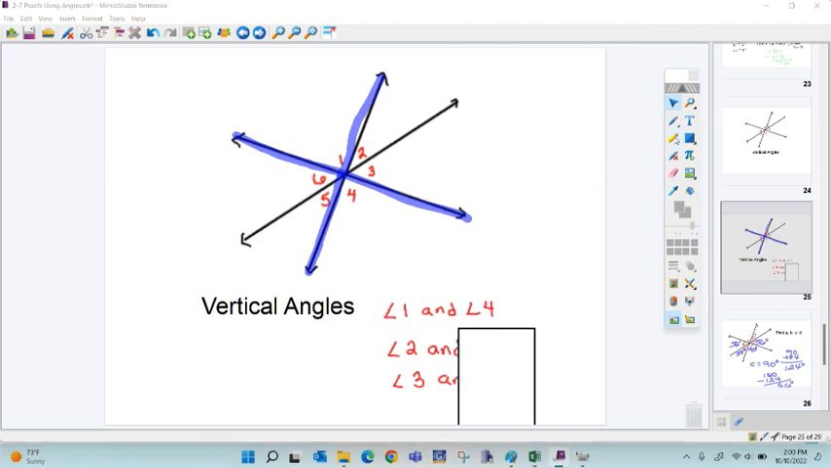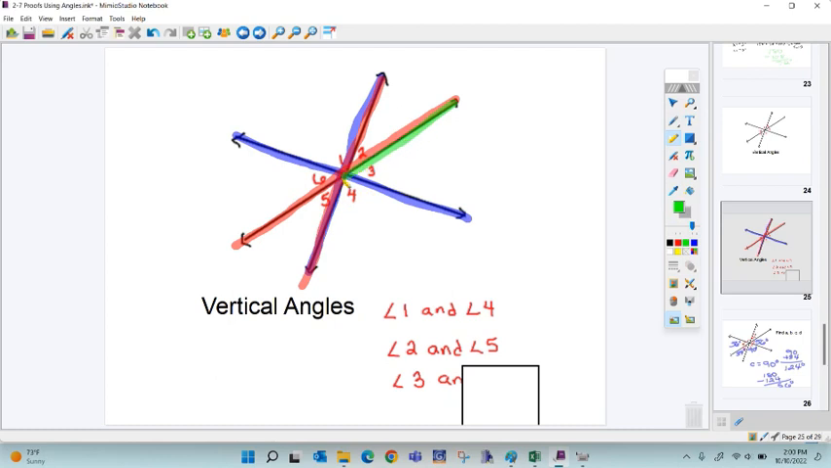Angle 2, okay, I'm going to make angle 2, it goes across this way. Angle 2, if I extend it, I've got angle 2, but I'm on the other side. So angle 2, the one that's vertically across from it, is angle 5. Angle 3, okay, I'm going to go down here and kind of angle 3. If I go across here, go across here, angle 3 and angle 6 would be vertical angles to each other.